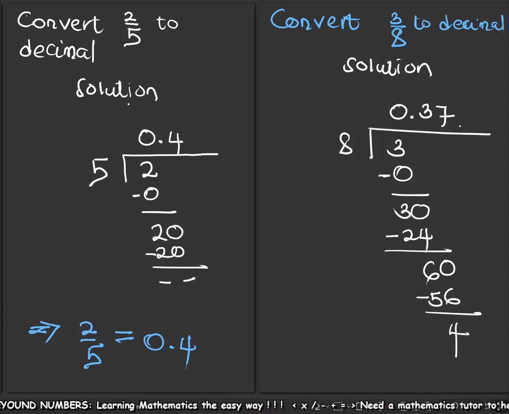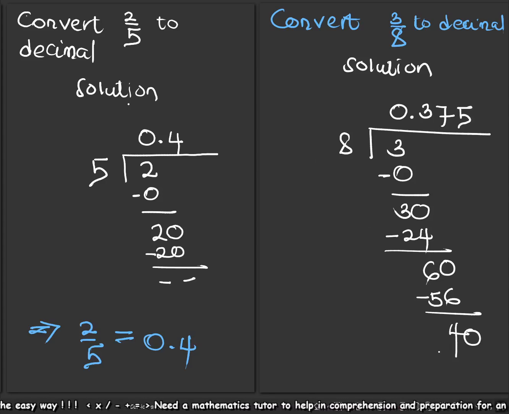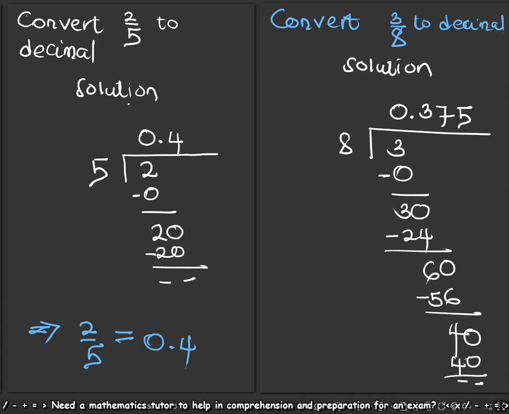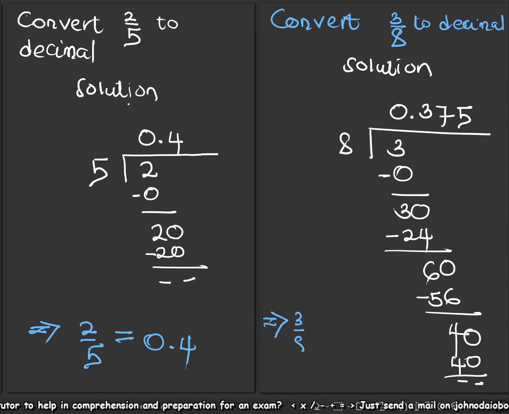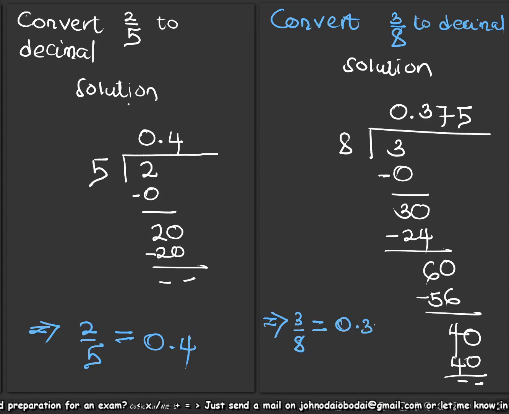You see, so it's just a repetition of the process. We add a 0 here. 8 into 40, 5 times. 8 times 5 gives us a 40. And what do we have left? Nothing. You see, now that it ends, it simply implies that our 3 over 8 is equal to the number we have over here, which is 0.375. As simple as that.